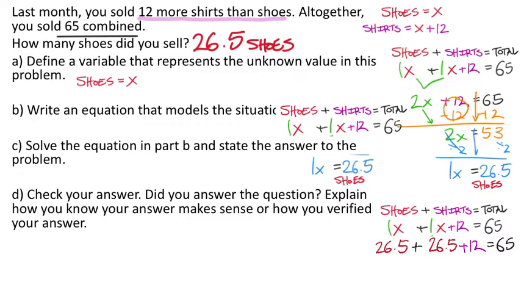But right now I don't know if this is true. It should make it true, though. So I'm just going to type these three parts in my calculator: 26.5 plus 26.5 plus 12, enter, and I get 65. So it does end up being true. And the reason that's important is that by replacing the X with 26.5, we got a true statement. That does, in fact, mean that 26.5 shoes is the solution.